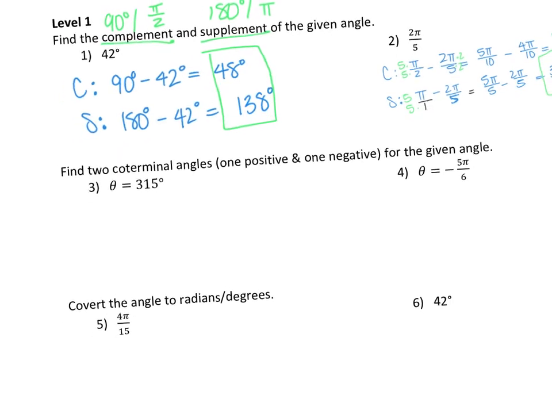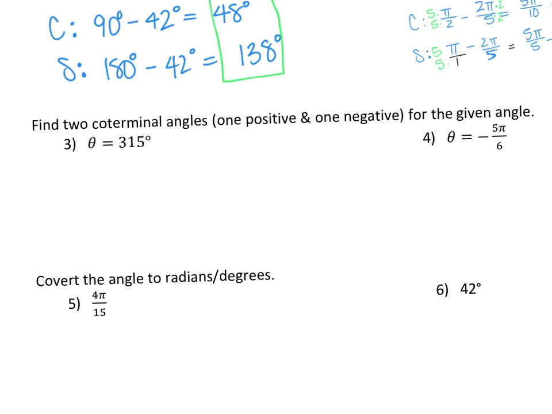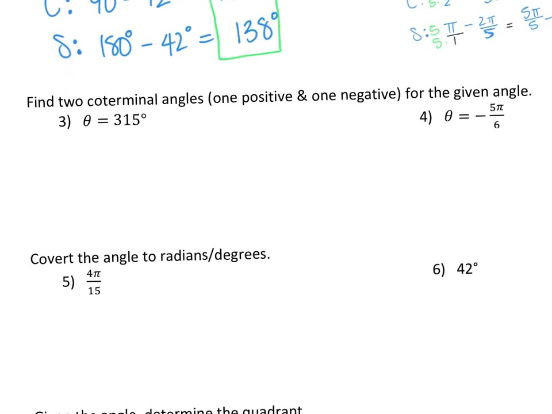Okay, so let's move into coterminal angles. So in this case here, when you're finding coterminal angles, you do need to make sure one of them is positive and one of them is negative. It does not matter how you get there, but you need to make sure one is positive, one's negative.